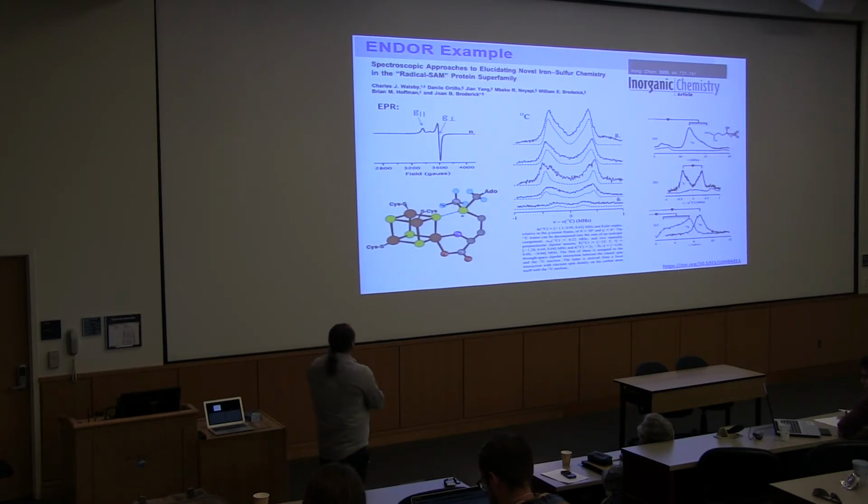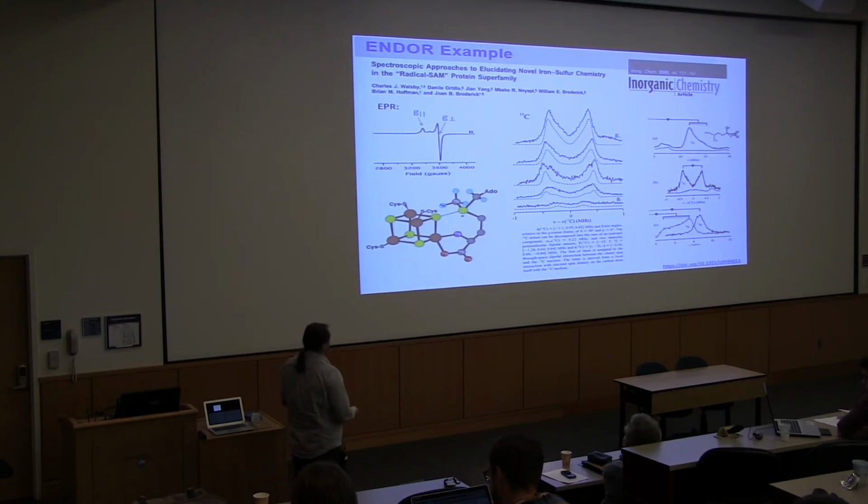What they did is they labeled different parts of the molecule with isotopes. There's 17O, there's carbon-13 on this side, and there is nitrogen. And all of these ENDOR spectra proved beyond doubt that there is this kind of staple motif of binding of the SAM to the iron-sulfur cluster.